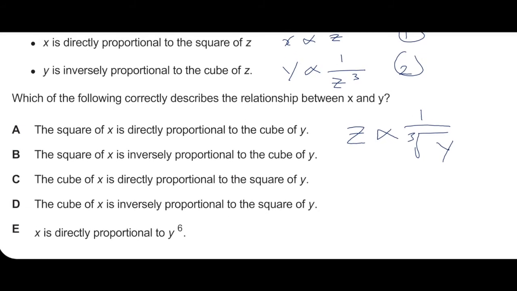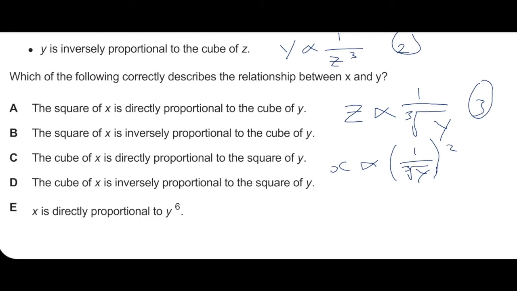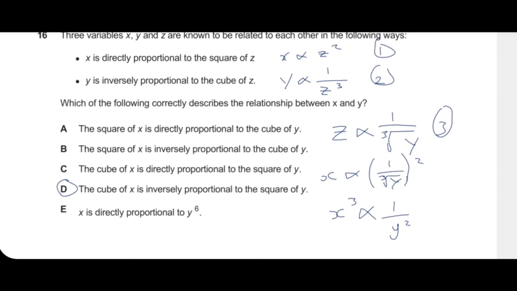So, since x is directly proportional to z squared, let's input 3 into 1. So, x is proportional to 1 over the cube root of y, all squared. And let's make this look a bit nicer so it's easier to calculate and read. In other words, simplify. X cubed is inversely proportional to the square of y. And therefore D is correct, and that is question number 16 completed.